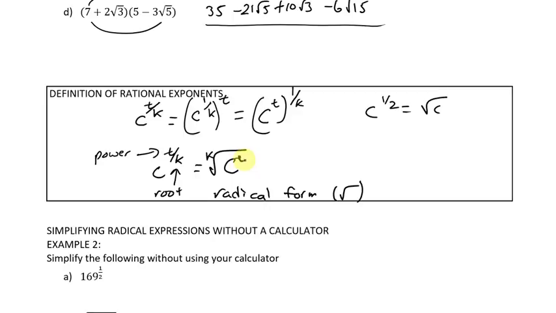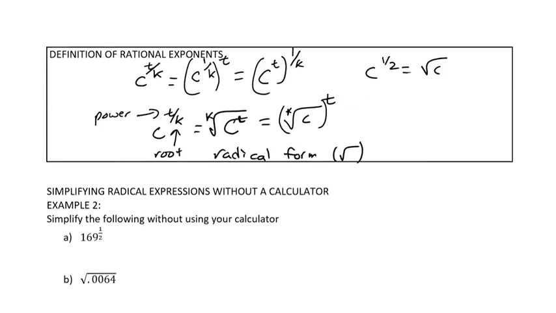The second way of writing it is to write the kth root of c and then raised all to the t power. All of these things that we've written in there are all equivalent. And we're going to learn to use the rational exponents over the next couple of days. Okay. So let's look at simplifying radical expressions without a calculator.